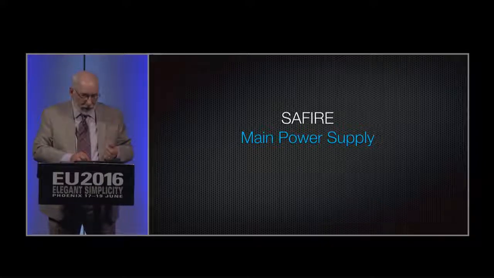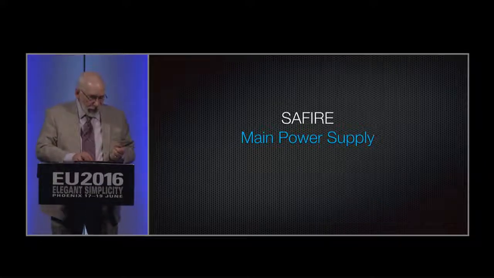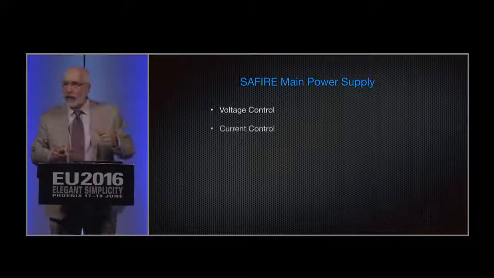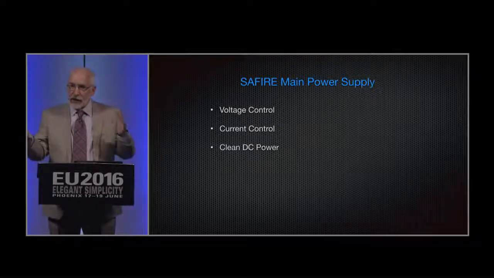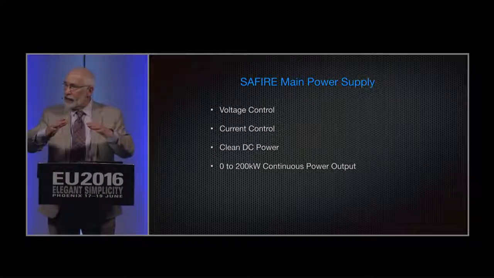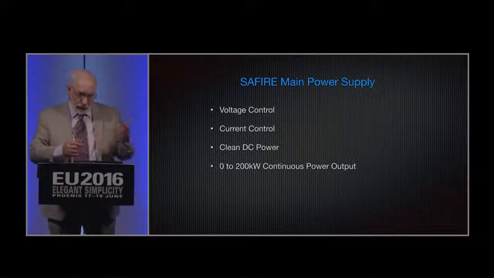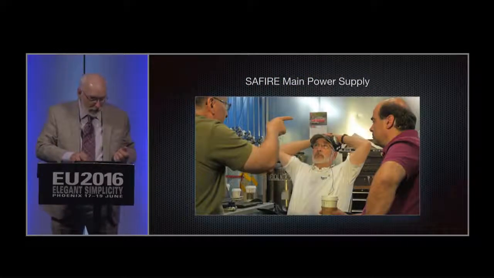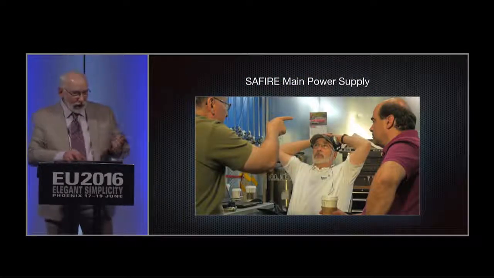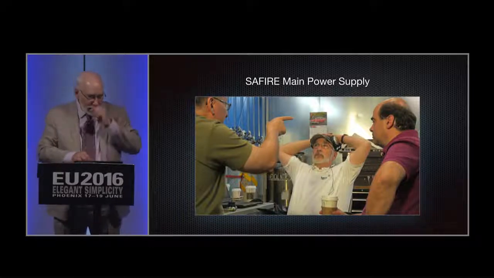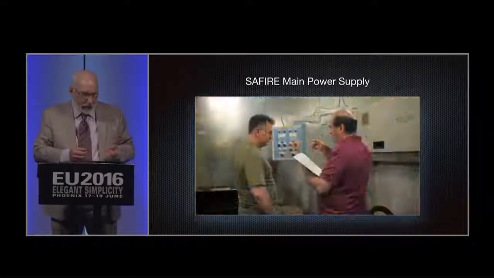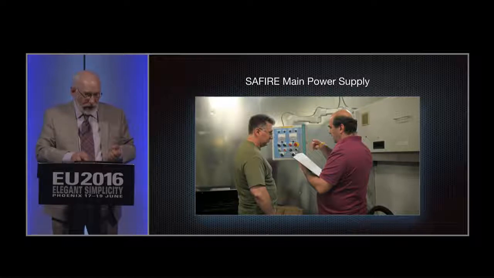So the main power supply, as I said before, has the capability of delivering 200 kilowatts now, DC, clean. We can control the voltage and we can control the current. And you'll see what happens when we didn't control the current. Okay, I think this is Joe giving me a lecture. Yano's listening intently. And this is just before we start to do the fire up of SAFIRE, which you're going to see in just a few minutes here.